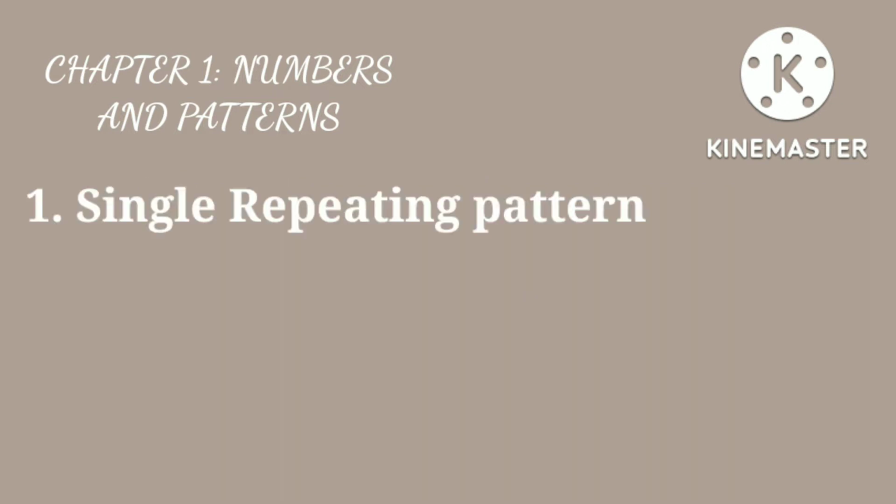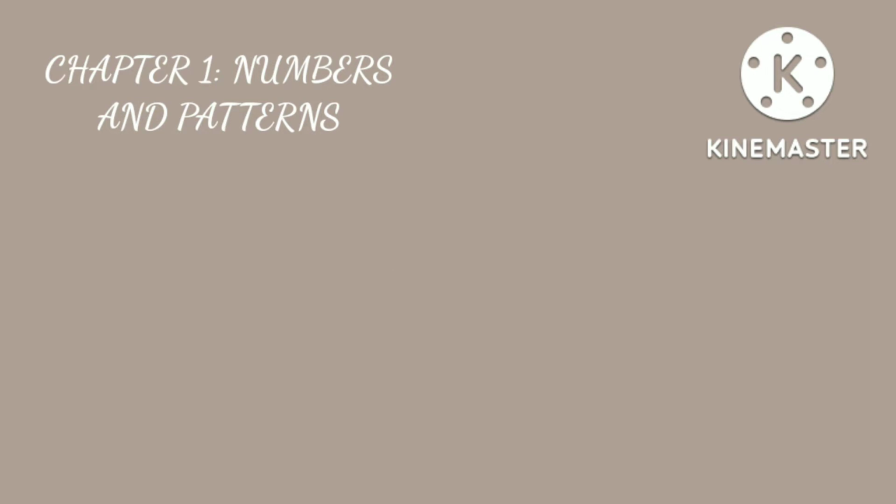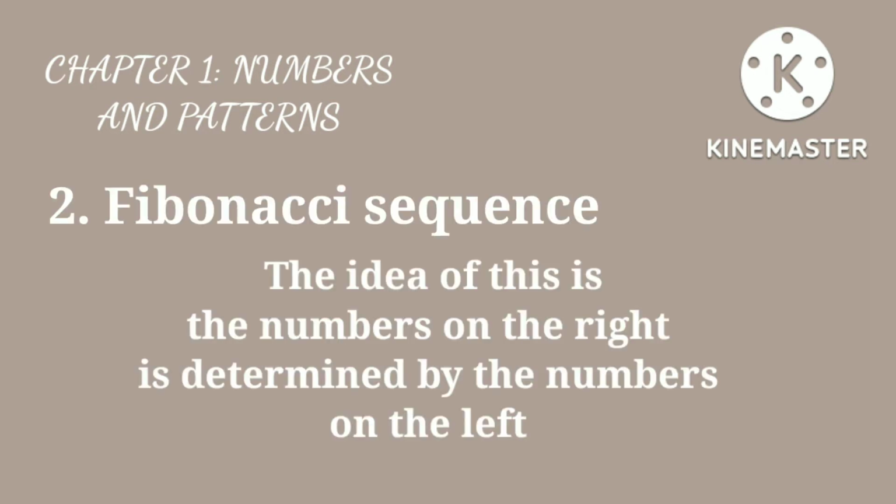In the single repeating pattern, we can use only division, subtraction, multiplication, and addition. For number 2, the Fibonacci sequence, the idea is that the number on the right is determined by the numbers on the left.